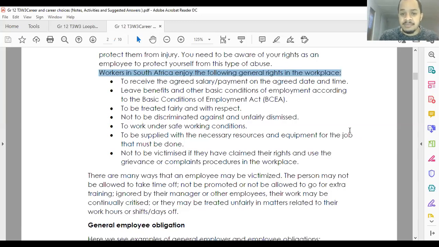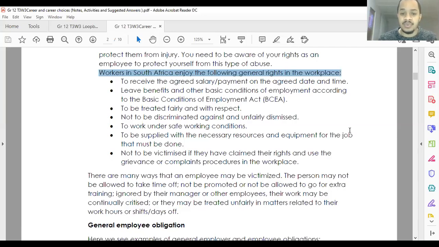That is loyalty. You trust that the employer will pay them. Leave benefits and other basic conditions of employment according to the Basic Conditions of Employment Act. And now we will talk about that on a later stage. To be treated fairly and with respect, dignity. You have the right to that. Not to be discriminated against and unfairly dismissed. To work under safe working conditions. You have the right to be able to work under safe working conditions.